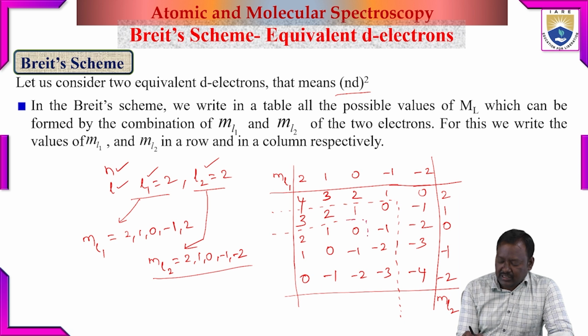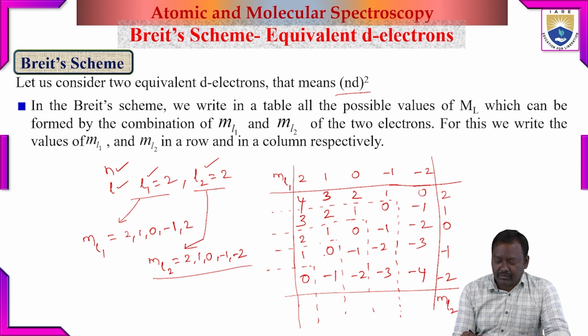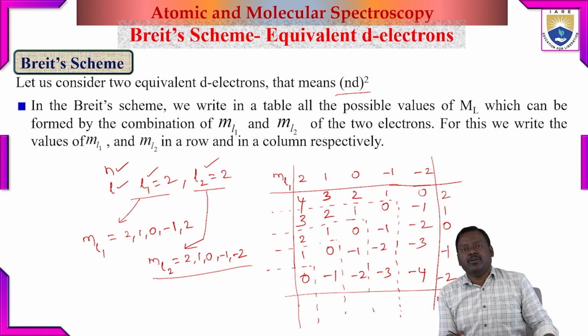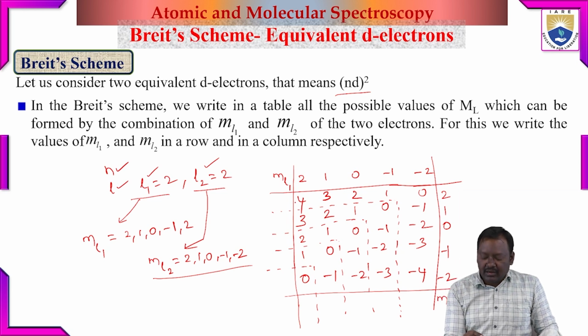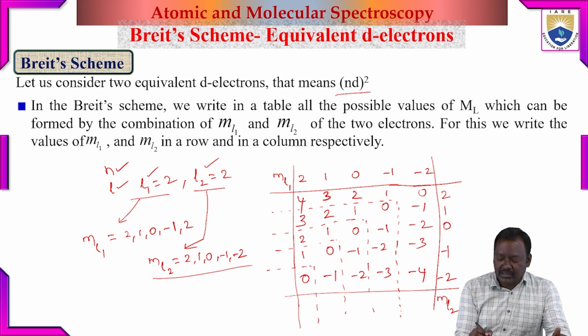So from these values we can form the entire set of total orbital angular momentum quantum numbers into 1, 2, 3, 4, 5 sets. There are 5 sets of ML values. Actually, there are 5 columns and 5 rows, that means 25 ML values.